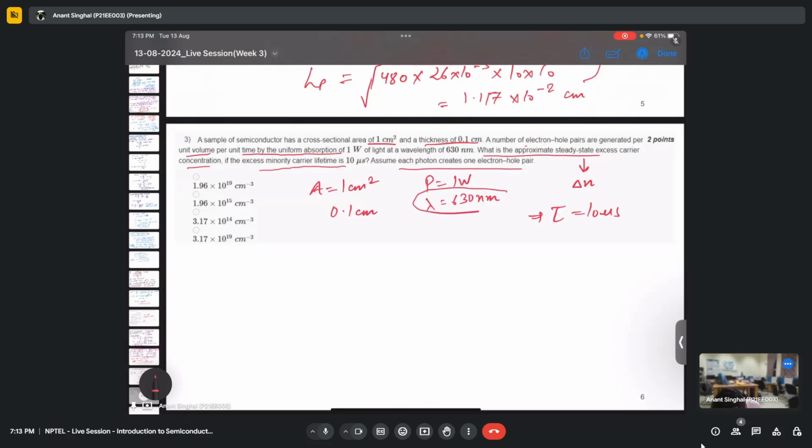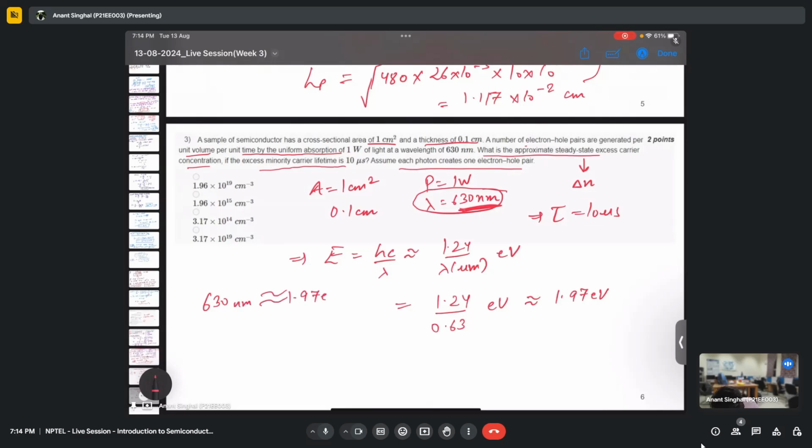We know the wavelength and we will calculate the energy first, which is hc by lambda, in joules. The shortcut is 1.24 divided by lambda in micrometer, in electron volts. It is given in nanometer, so this is 1.24 divided by 0.63 in micrometer, which will come around 1.97 electron volts. So a wavelength of 630 nanometers corresponds to 1.97 electron volts of energy.